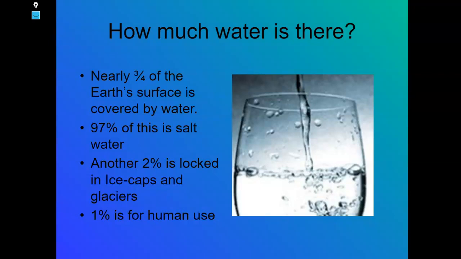How much water is there? There's a whole heck of a lot of water, but where is it located? So as you can see, nearly 3/4 of the Earth's surface is covered by water, but 97% of this is salt water, with the other 2% being locked in ice caps and glaciers. That means only 1% of the world's water is what humans are using.